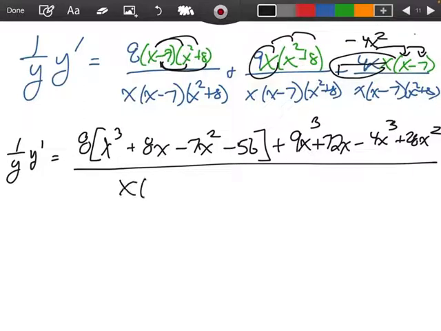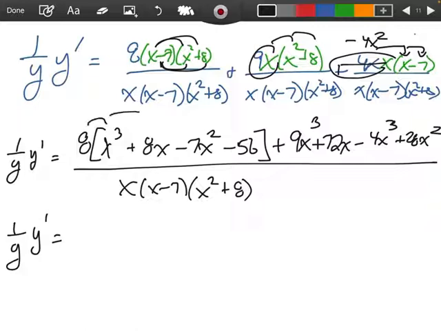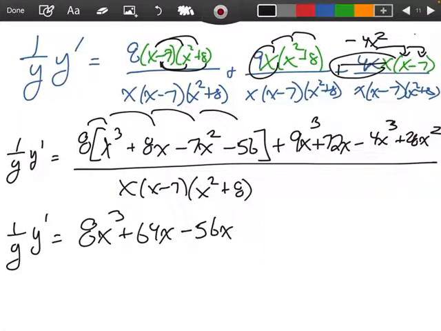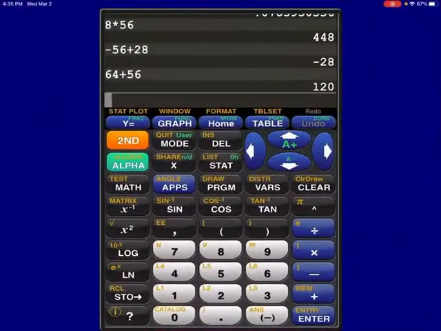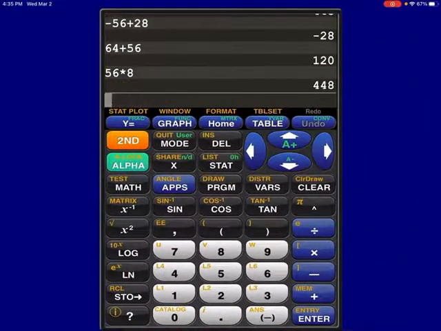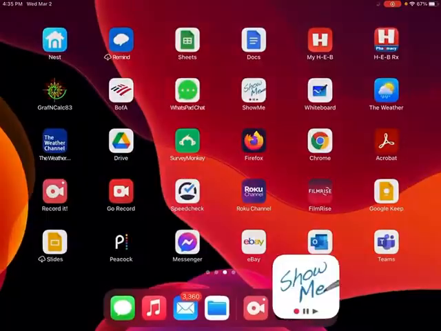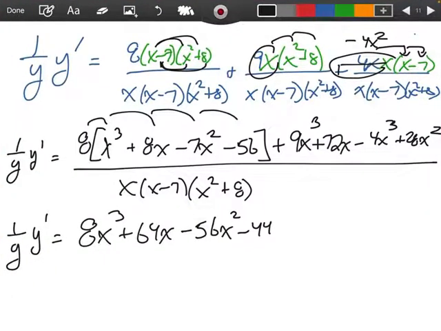Okay, all of this is over x minus 7, and x squared plus 8. So let's see, 1 over y prime equals, let's go ahead and distribute that 8 all the way through. 8x to the 3rd, 64x, minus 56x squared, and then whatever 56 times 8 is. Let me see. 56 times 8, 448 with a minus sign.